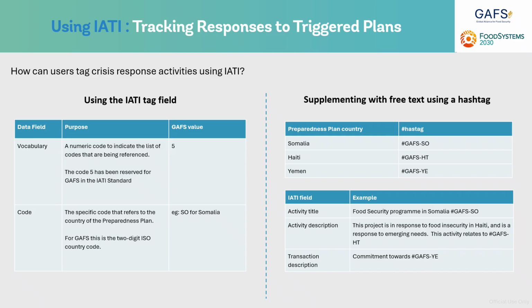Publishers can add free text context as well, in titles, descriptions, or transaction descriptions, and including hashtags like hashtag GAFS-SO or hashtag GAFS-HT makes these references easy to find. But the tag is the anchor that allows us to track response financing consistently and reliably.